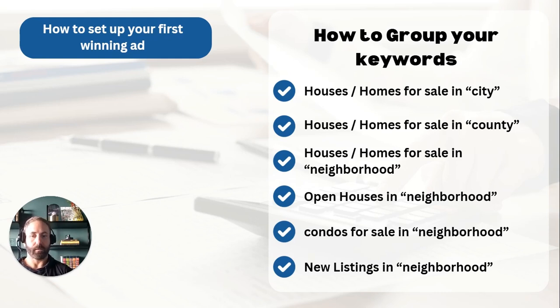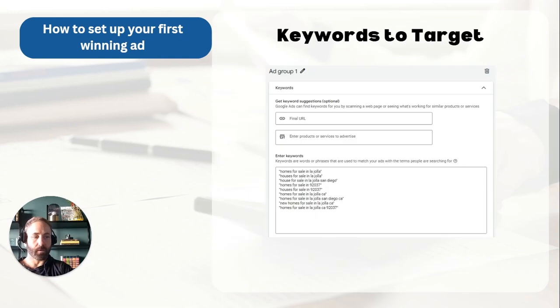Condos, new listings, townhomes. You'll get the idea as you get the whole entire list from my Google step-by-step guide. It'll give you all the different keyword categories that you would target for a search campaign searching for properties. So for keywords to target, this would be how I would set something up: homes for sale in La Jolla, houses for sale in La Jolla, and then also the zip code of La Jolla, and then La Jolla, San Diego, California. Just make sure you're careful if there are areas that have similar or the same exact name.